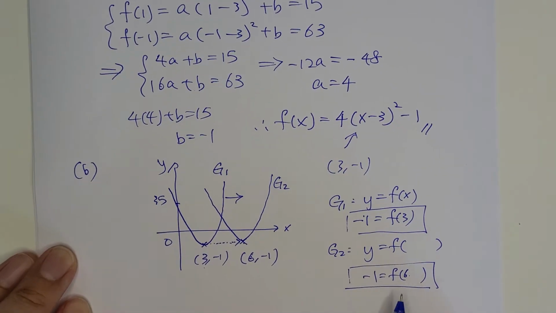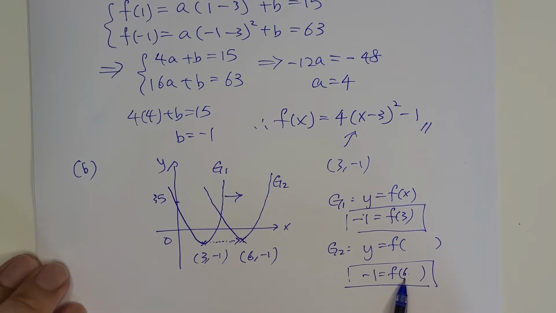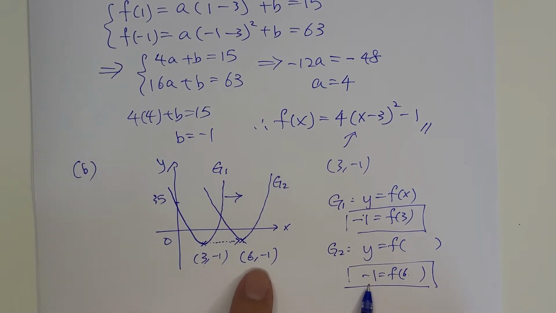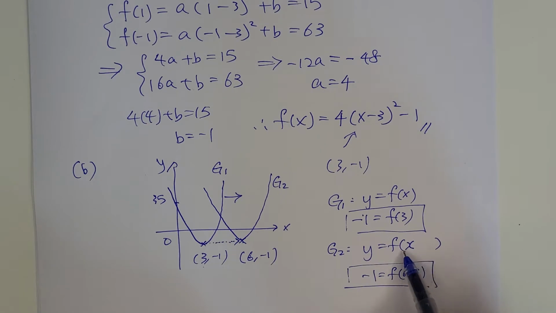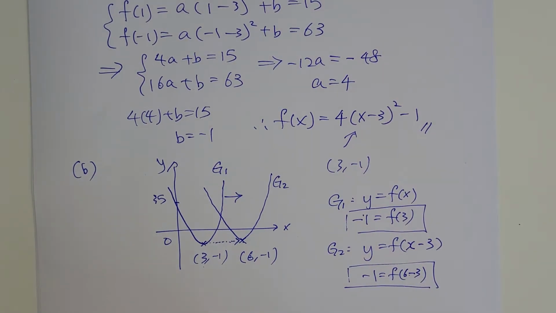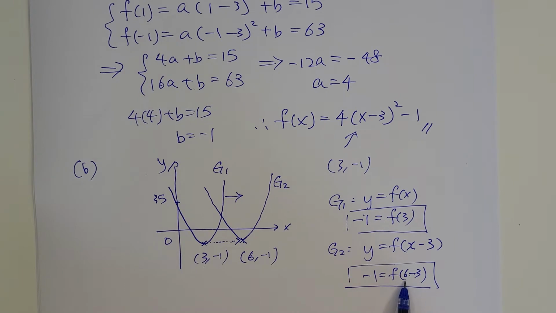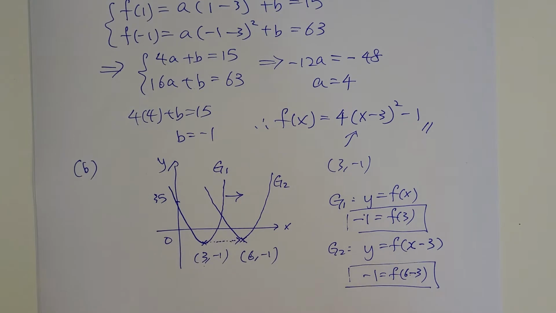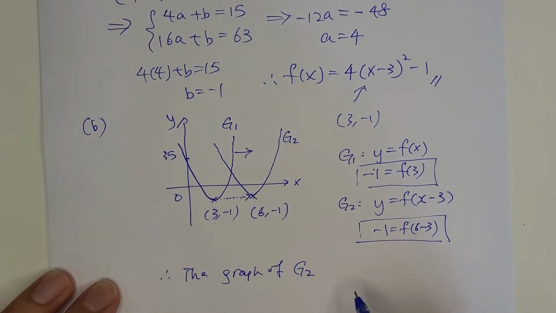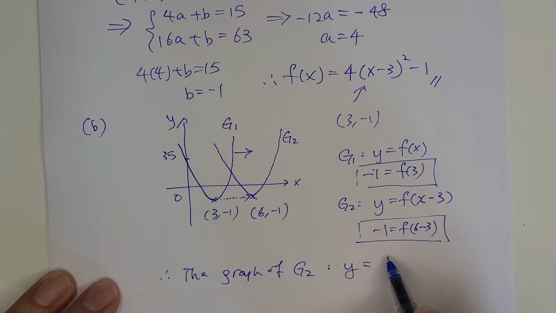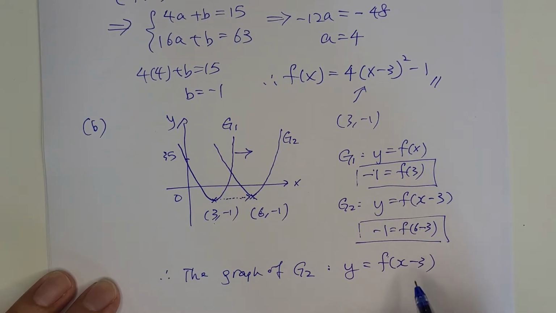So what can we do? If you want to input x equals 6 and the output of y is -1, so inside the bracket you should subtract 3 from the 6. So the graph of g2 is f(x minus 3), to cancel the effect of this 6, because you want to always keep f(3) equals -1. So the graph of g2, y equals f(x minus 3) actually.